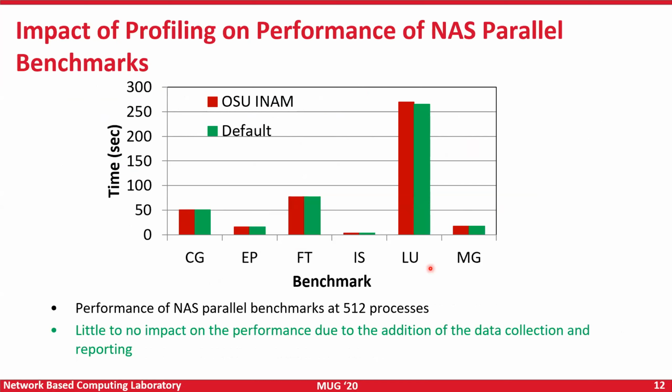As you can see, with NAS parallel benchmarks at 512 processes, there is little to no impact of using OSU INAM for real live applications. So this is one major thing. Using OSU INAM, you can have live introspection of processes running in a production environment without having to say, oh no, this was a debugging run, this was a profiling run, I can't use this data for any performance use cases. This alleviates that particular issue that users typically face with any debugging tool.